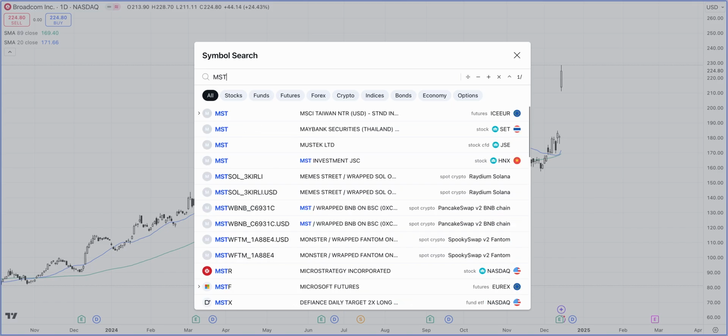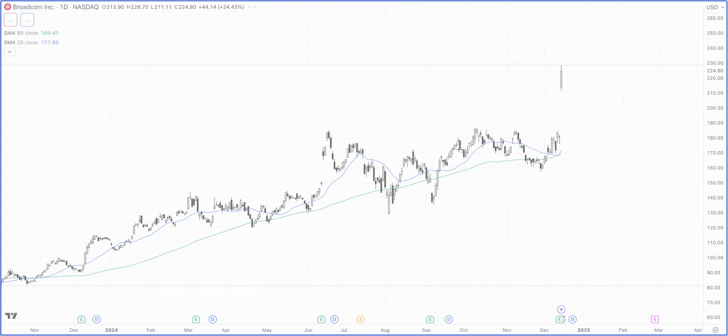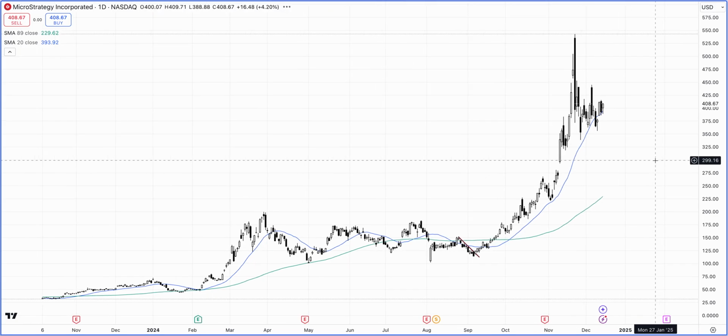Another one which we normally don't look at is MicroStrategy. This is a pure play on Bitcoin itself.